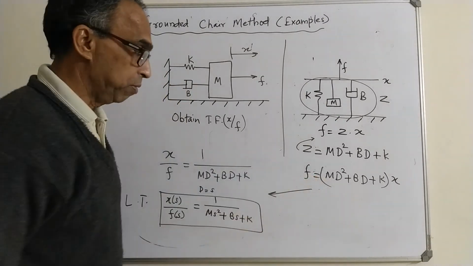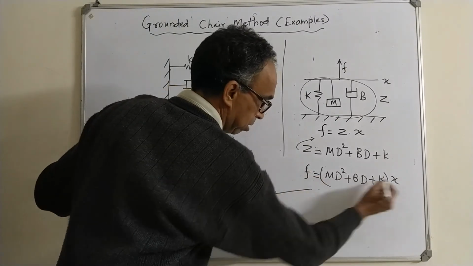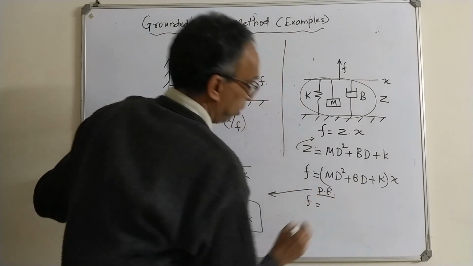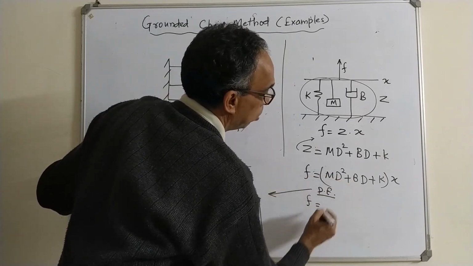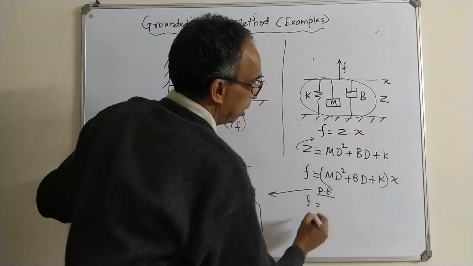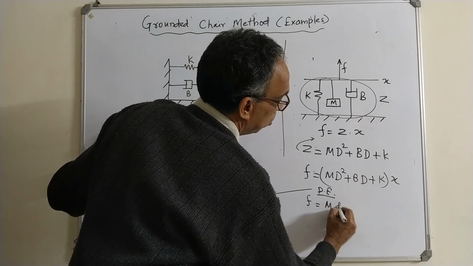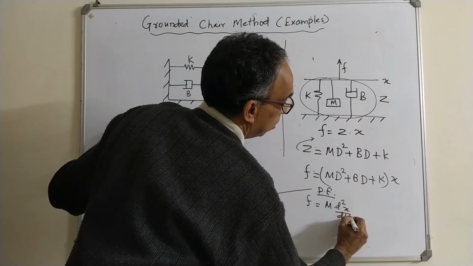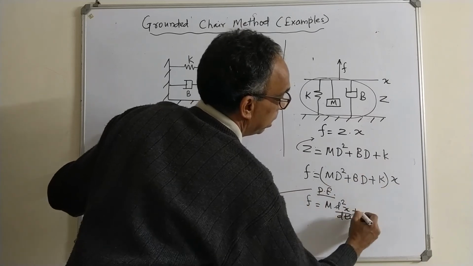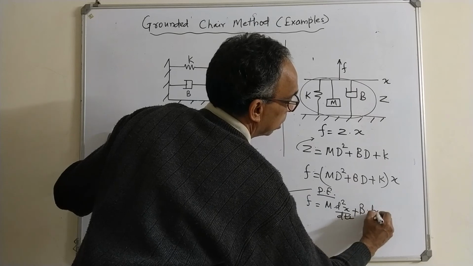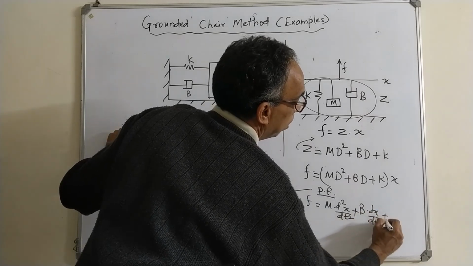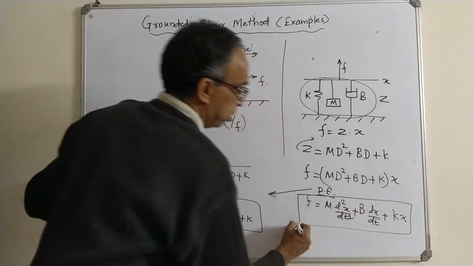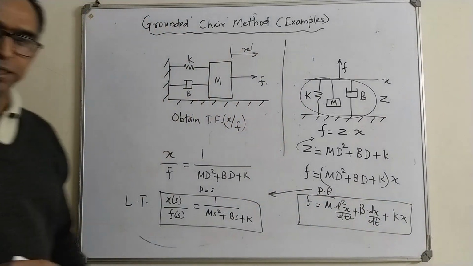And what is the differential equation if one asks? What I do is just solve this. F is the differential equation: F is equal to, instead of D, D2x by dt square. I simplify this: M into d2x by dt square plus, D being d by dt, B into dx by dt plus Kx. This is my differential equation of operation for this mechanical system.